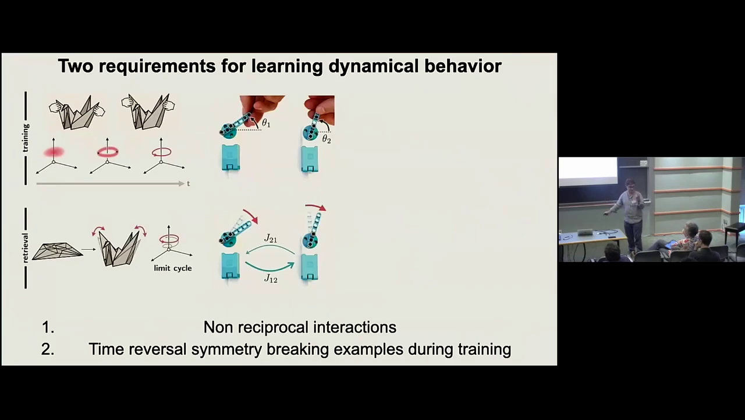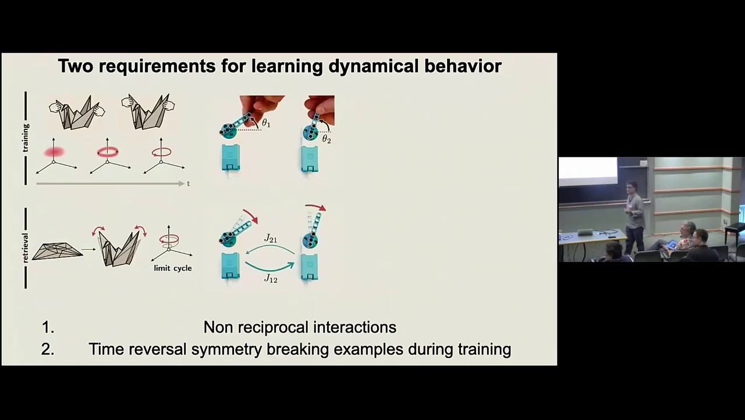There are two ingredients that we have delineated, and using a little bit of Green function gymnastics, you can prove mathematically in a variety of models, that are needed to generate dynamical behavior in a physical system through learning. One is the possibility of learning non-reciprocal interaction. So your system must have that ability of supporting them. And the second one is that during the training, you've got to show the system time reversal symmetry breaking examples. Otherwise, it will not evolve to that potentiality that it has. They're somewhat intuitive, a touch more complex to prove.